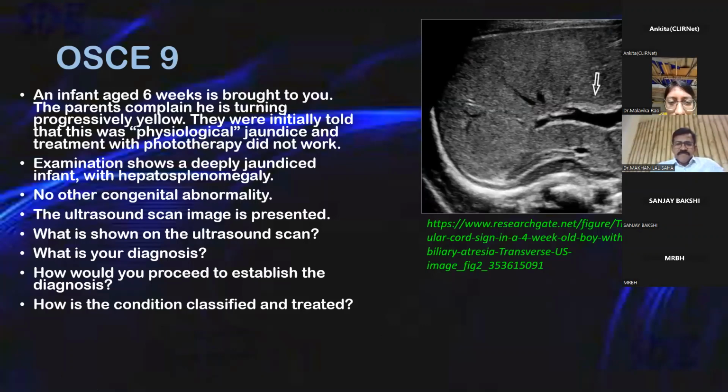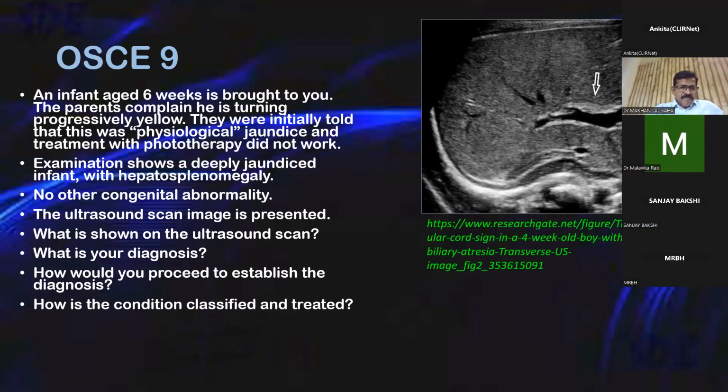An infant aged 6 weeks is brought to you. The parents complain he is turning a progressive yellow. They were initially told that this was physiological jaundice and treatment with phototherapy did not work. Examination shows a deeply jaundiced infant with hepatosplenomegaly, no other congenital abnormality. The ultrasound scan image is presented.